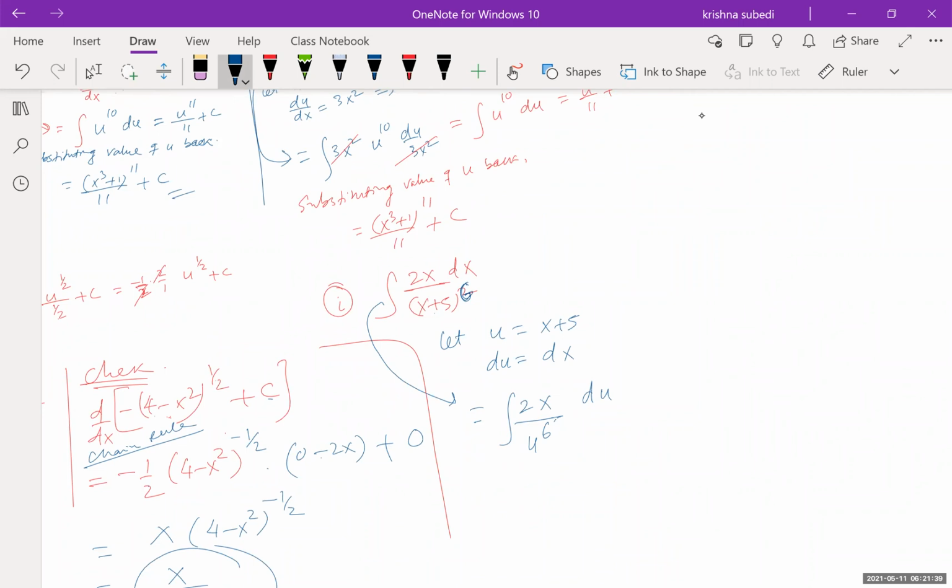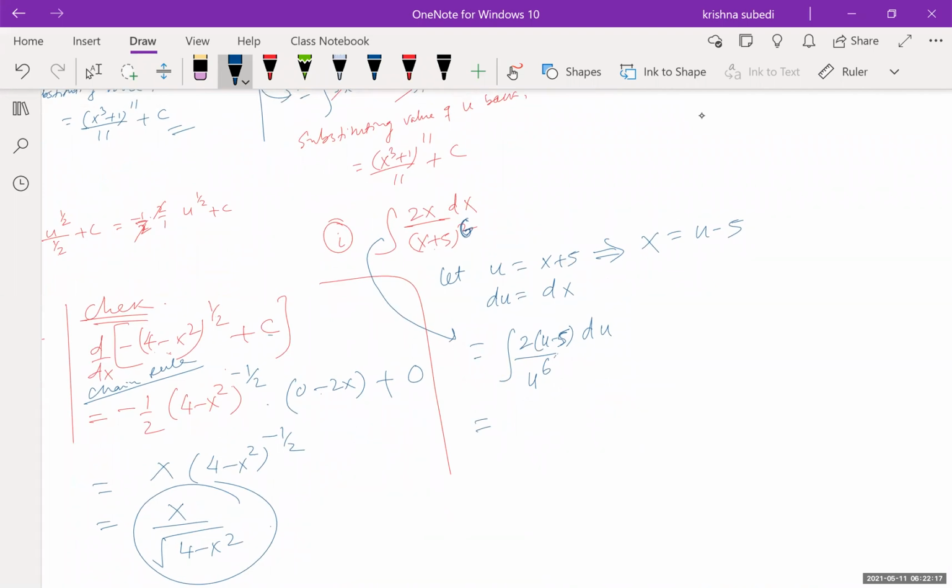Now the question is, there are two variables. You cannot have two variables, okay? You must change everything into u. So this x must be changed into u. Otherwise, this integration cannot be evaluated. So how do we change x into u? Well, look at here. u equals x plus 5. Solve it for x, so you're going to get x equals u minus 5. So instead of x, I can write u minus 5 there. Right? So that's what I got.